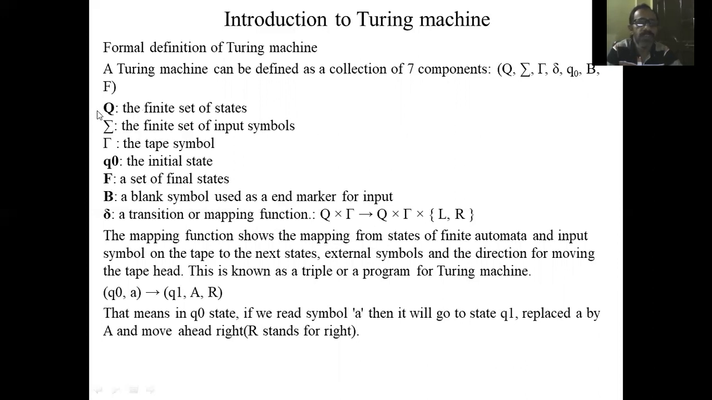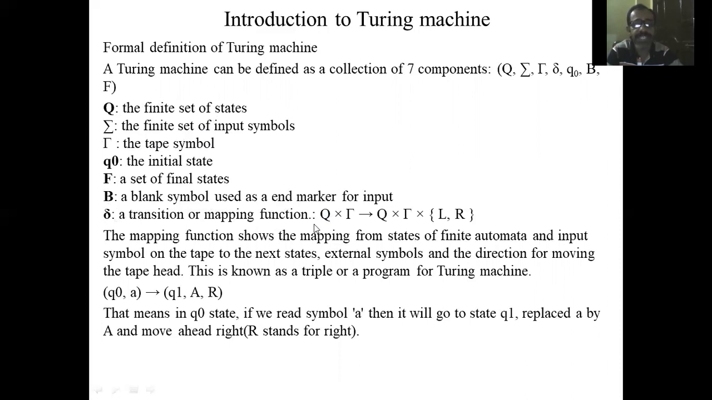The meaning of Q, sigma, delta, Q naught and F is the same, but of course the function is different. Q contains the set of all states, and sigma contains the input symbols. Gamma holds the tape symbols: whatever symbols are inserted into the tape are represented as a set in gamma. Q naught is the initial state, F is the set of final states, and B is the blank symbol, used as the end marker for the input.